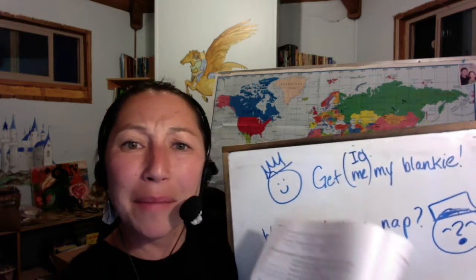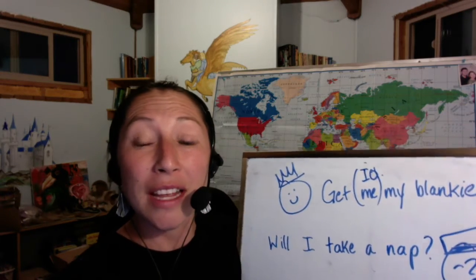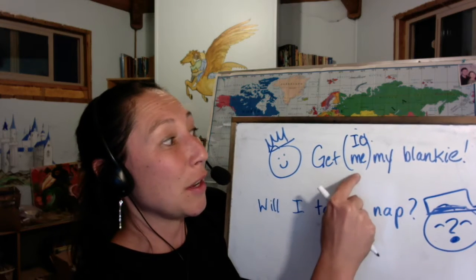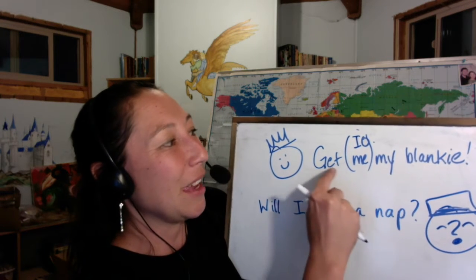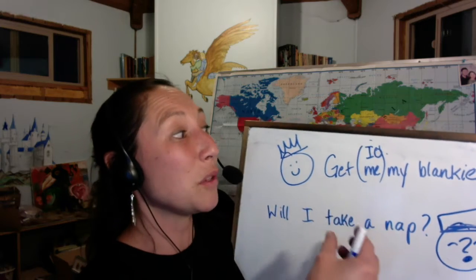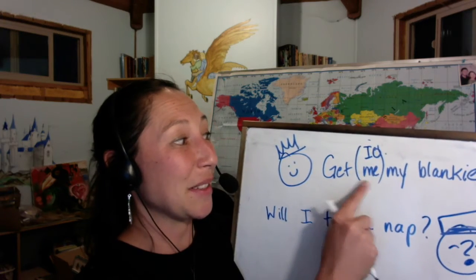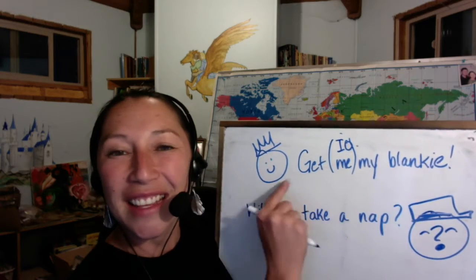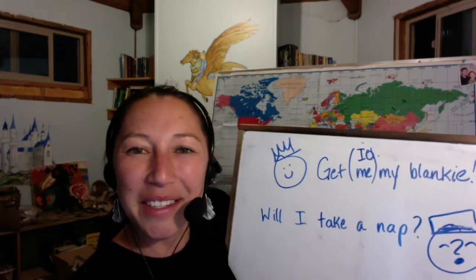So remember, King Imperative loves to give orders. When me is used as an indirect object, it kind of looks like this. Get me my blankie. Me answers the question of whom do you get the blankie for? The answer is me. So can you write your own imperative that's kind of like this, but a little different?